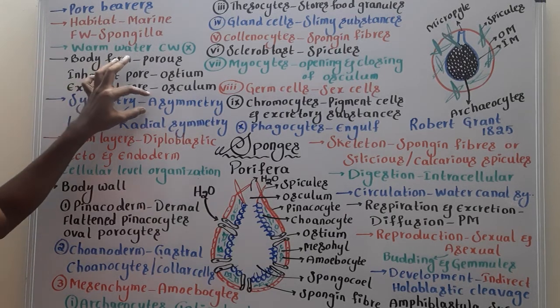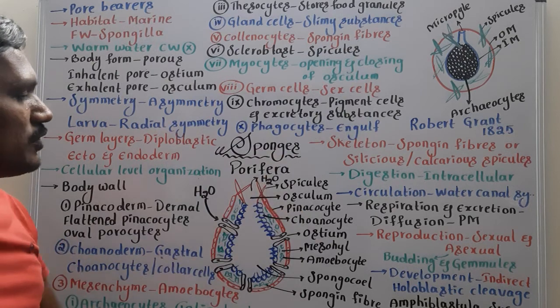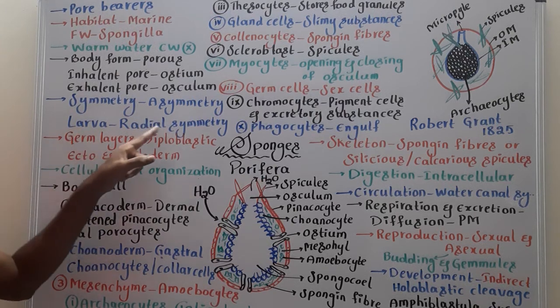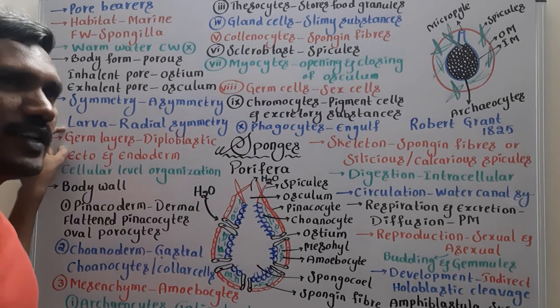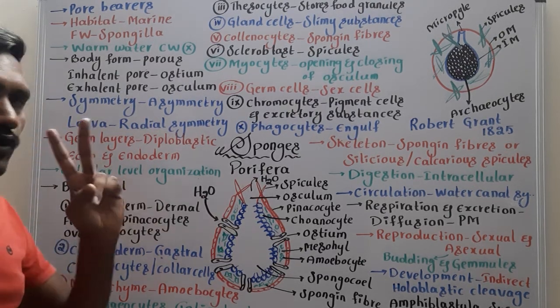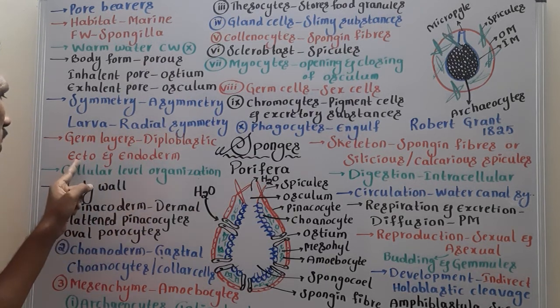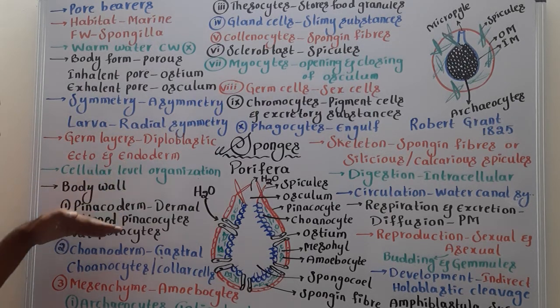Then symmetry. Actually the adult is asymmetrical because of irregular growth, and there will be branches also in the sponges. If you see the diagram in NCERT, you will understand that. Then the larva shows radial symmetry in a few. Then the germ layers. In the embryonic layers we can see only two layers. That's why it is called diploblastic, the outermost ectoderm and the innermost endoderm. We'll see what that ectoderm and endoderm are also here.